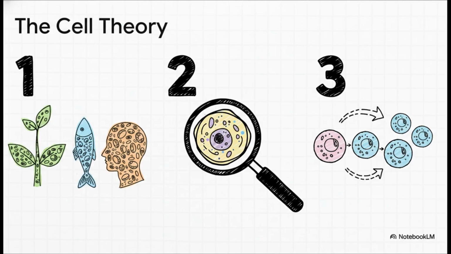Okay, rule 1, if it's alive, it's made of cells. Simple as that. Rule 2, the cell is the most basic unit of that life. You can't get any smaller. And number 3, and this one was a real game changer, cells don't just pop out of nowhere. Every single cell has to come from another cell that already existed.